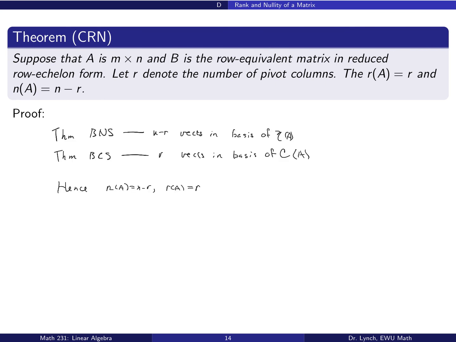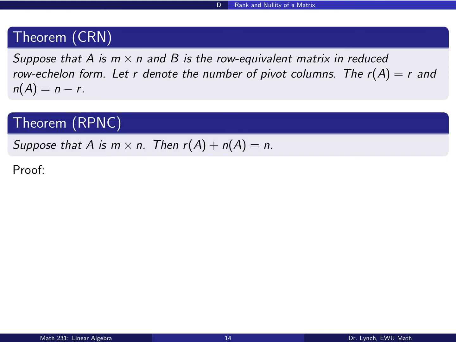Theorem BNS tells us that there are n minus r vectors in the basis of the null space. Theorem BCS tells us that there are r vectors in the basis of the column space. Hence, the nullity of the matrix A is n minus r, and the rank of the matrix A is r. It's pretty quick now to see that the rank plus the nullity is always the number of columns. Again, the rank of a matrix is r, the number of pivots in the reduced row echelon form. The nullity of a matrix is n minus r, and the rank plus the nullity is the number of columns.